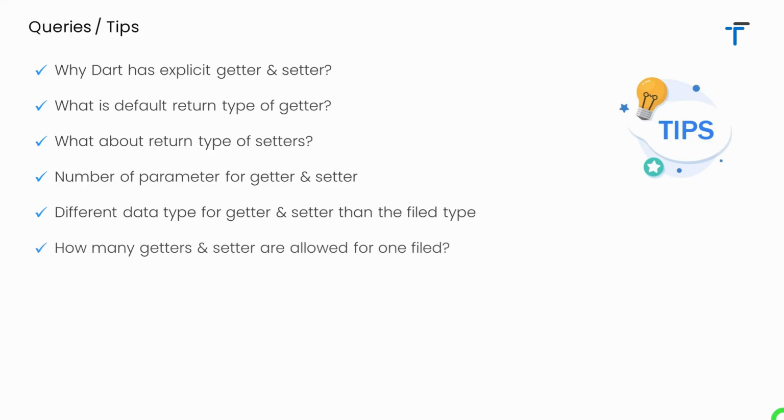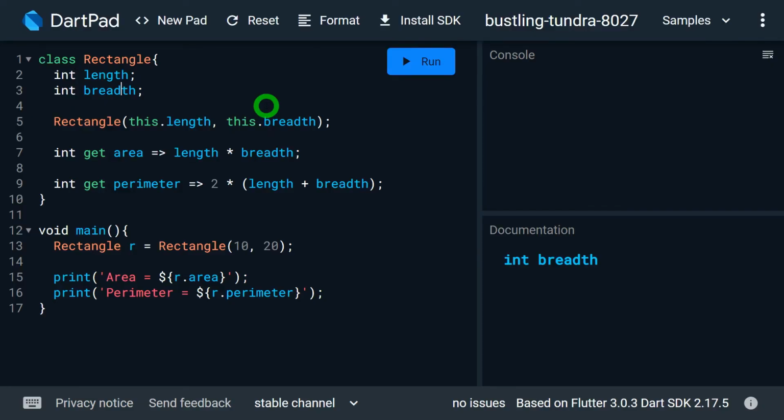How many getters and setters are allowed for one field? Practically, it's possible to define multiple getters and setters for a single field. But actually we don't need this. But there might be rare cases. Just look at this example here.